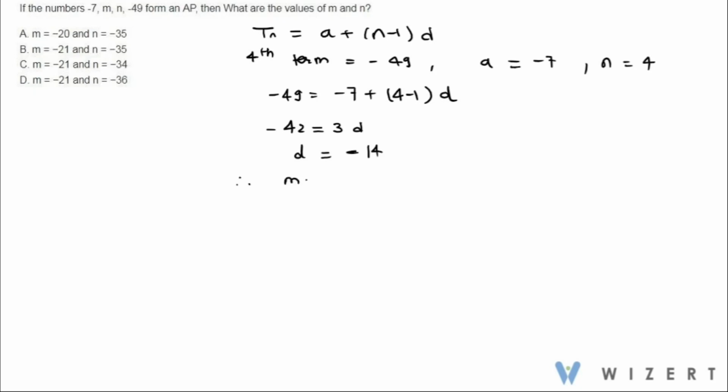Therefore m equal to T2 equal to -7 minus 14, which is equal to -21, and n equal to T3 equal to -21 minus 14, which is equal to -35. So m and n are -21 and -35 respectively. So the answer is option B.